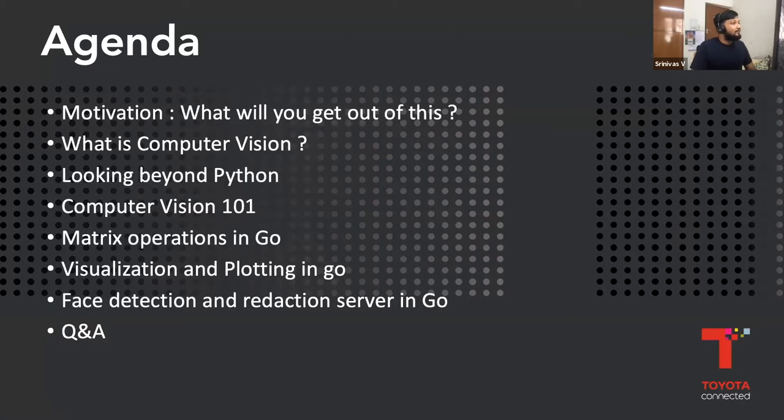Cool. So, what is the motivation? This is going to be the agenda. I'm going to talk about some basics of computer vision and why to look beyond Python, and some very basic fundamental things of computer vision. And I'm slowly going to go into a little bit mathy part, where we're going to talk about some basic matrix operations or mathematical operations in Go. And then we are going to also see some visualization and plotting in Go, because Python has extensive plotting libraries, and Go can also be used. There are good plotting libraries in Go as well.